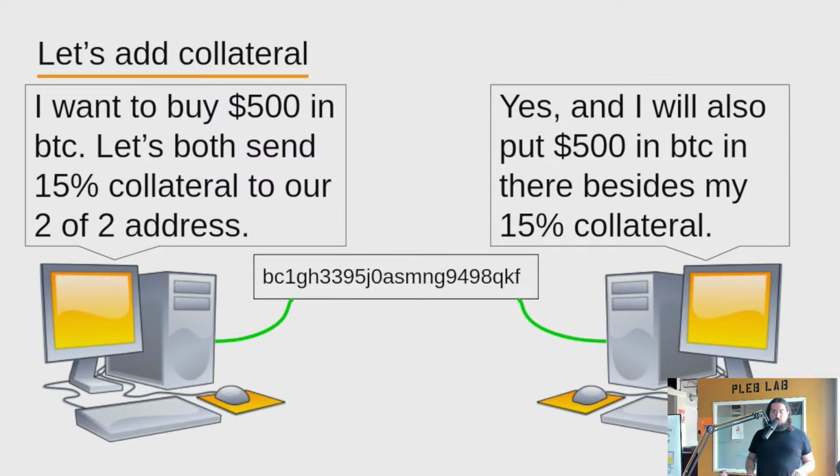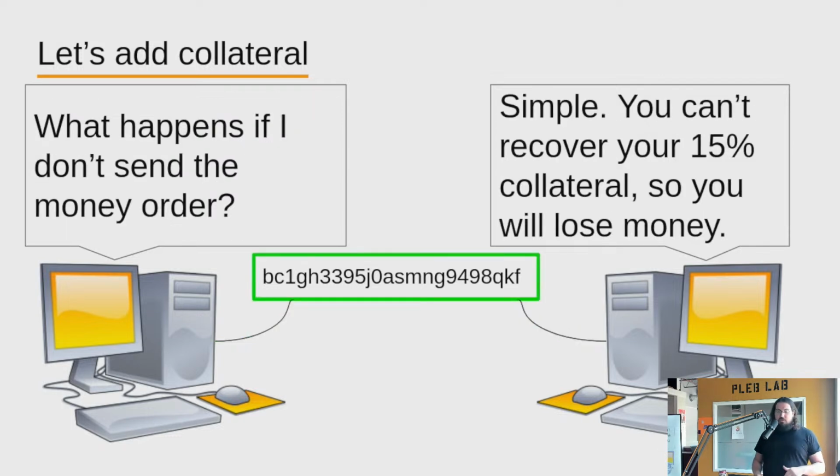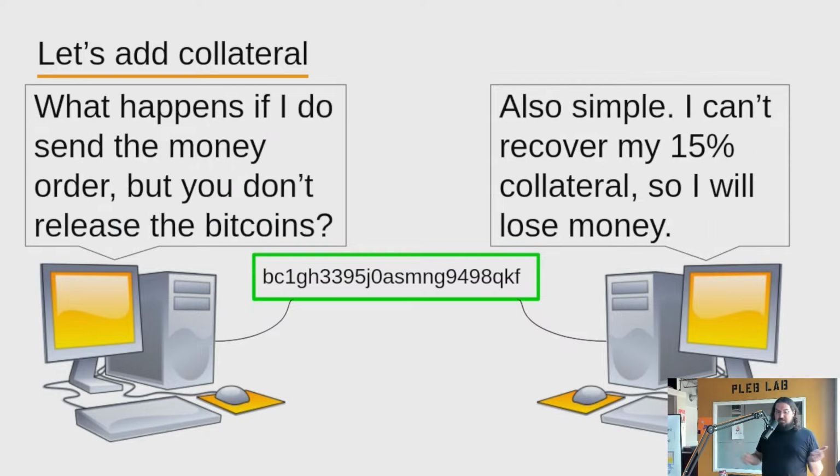We're going to add in collateral. So if I want to buy $500 in Bitcoin, what we're going to do is I'm going to have to first deposit 15% of collateral into that Bitcoin address, and so will my counterparty. Both of us put 15% of the trade in. And so now, if I don't send the money order, I can't recover my 15% collateral, so I'm going to lose money. But by the same token, if I send him the money order, but he doesn't release the Bitcoins, he's going to lose money too. He's going to lose his collateral.